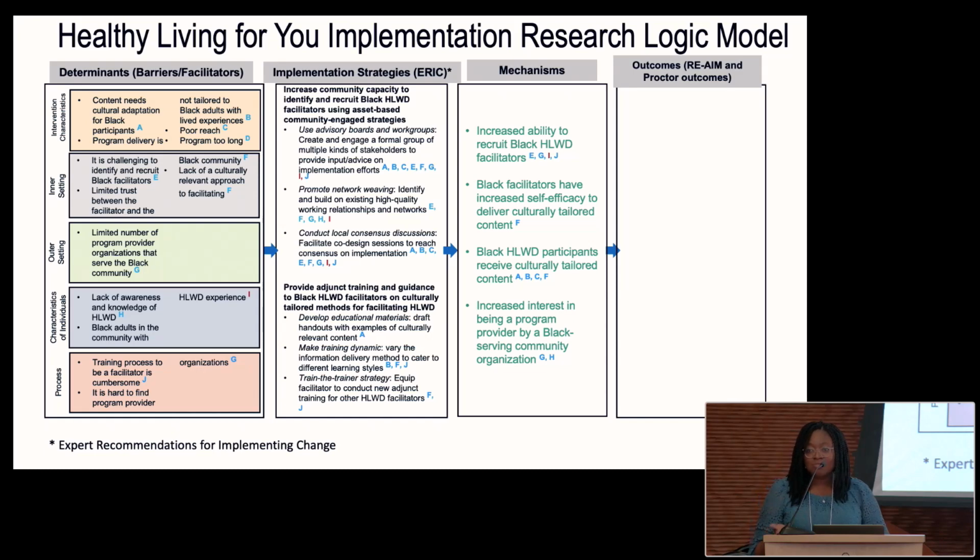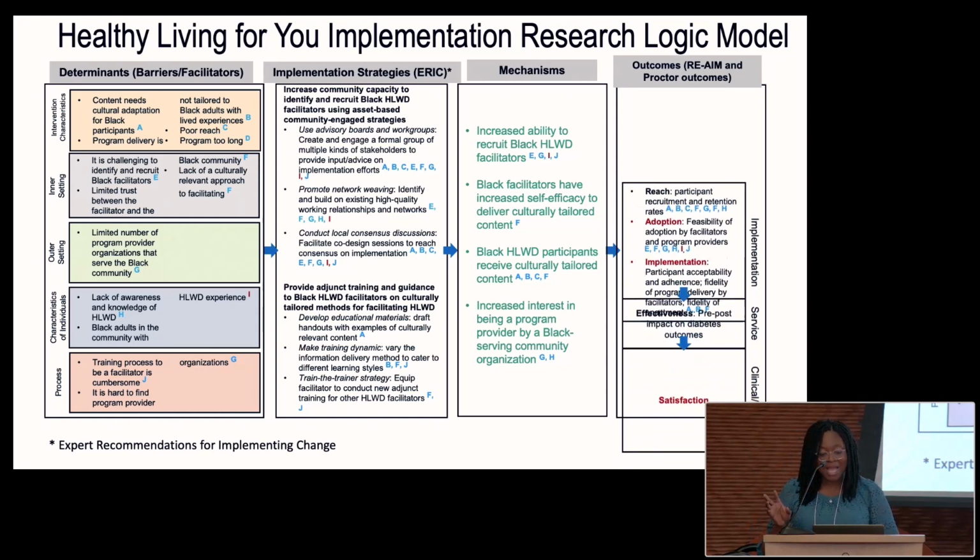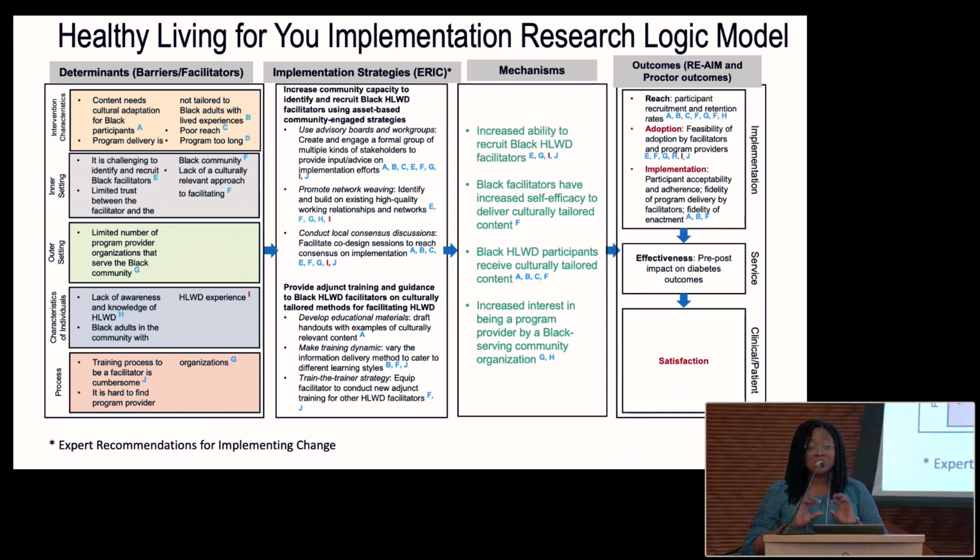Now, for our outcomes, we used both the RE-AIM and the Proctor outcomes. However, we didn't use all the elements, so I was so glad to see JD say that. For the RE-AIM, we only focused on reach and effectiveness. For our reach, we are using a mixed methods approach, so we are doing both qualitative and quantitative approaches to look at participant recruitment and retention. The Proctor outcomes are represented in red, which are our adoption, our implementation, and our satisfaction.